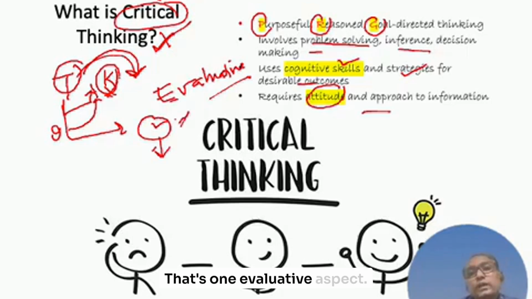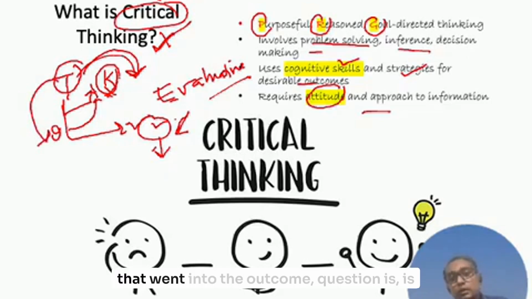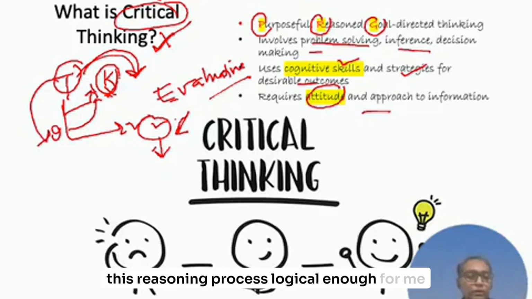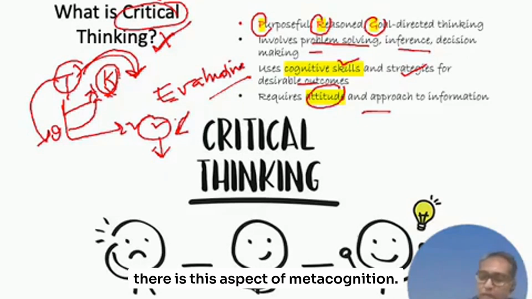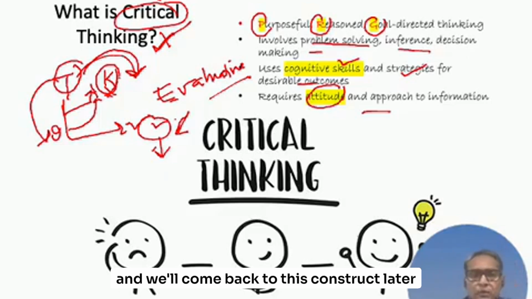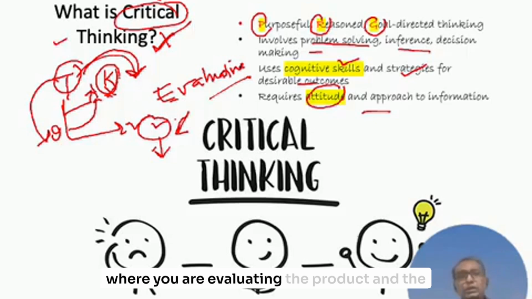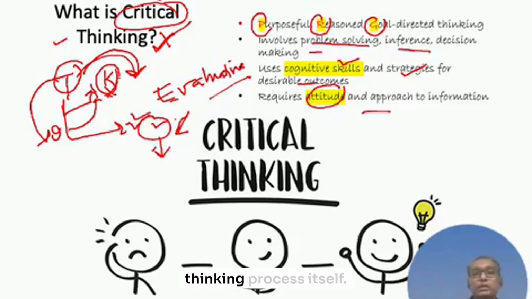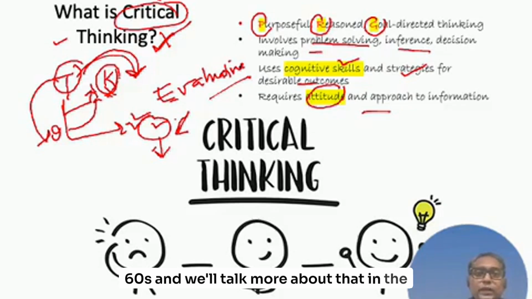That's one evaluative aspect. The other evaluative aspect is evaluating the process that went into the outcome. The question is, is this reasoning process logical enough for me to rely on it? There is this aspect of metacognition. Metacognition is the word we'll use in this class, and we'll come back to this construct later on, evaluating your own thinking. So that's where you are evaluating the product and the thinking process itself. Now, there is one particular definition from the 60s, and we'll talk more about that in the next slide.